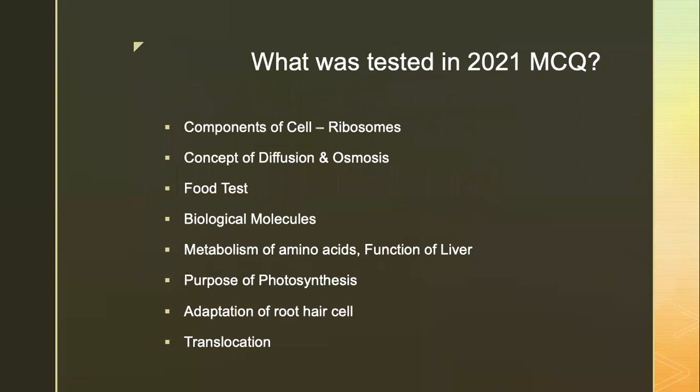Before we look at the possible questions that may appear in the 2022 paper, let's take a look at what came out last year. In the MCQ section, components of cell, ribosomes, concept of diffusion and osmosis, food tests, biological molecules, metabolism of amino acids, in particular the function of liver, the purpose of photosynthesis, the adaptation of root hair cell, and the understanding of translocation were tested.